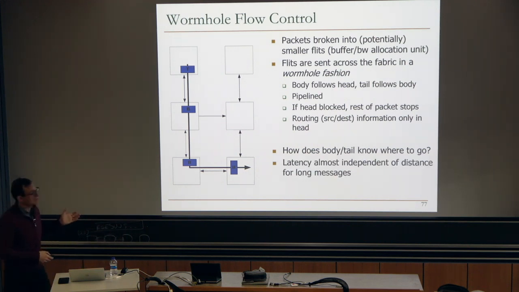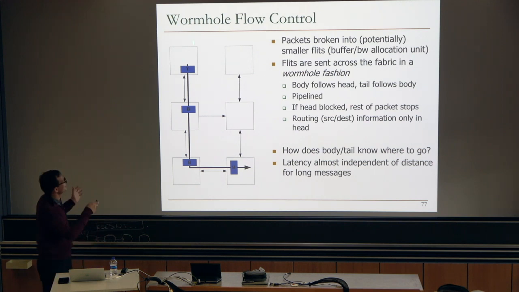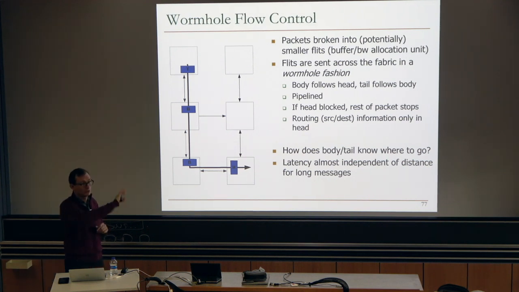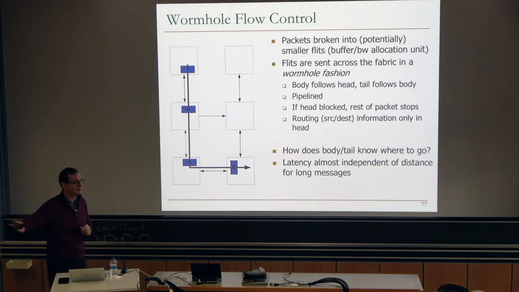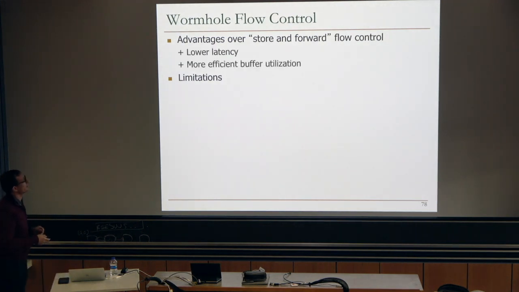In this case, latency is almost independent of distance for long messages, because you partition a message or packet into many flits across the entire network. So you could have a huge worm that's partitioned across the entire network. That's the idea. There are clear advantages over store and forward control: lower latency and more efficient buffer utilization. You don't need buffers for the entire packet in a single node, but there are also limitations.